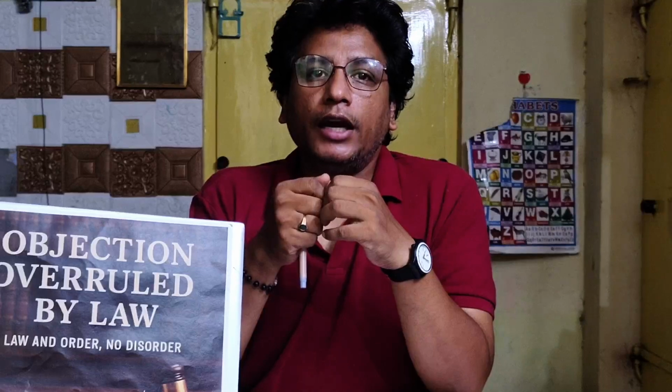Fourth one is certiorari. This supports the High Court to quash the orders given by the lower courts, if those orders have any legal problems or legal errors. Fifth one is quo warranto. This is used for questioning the legality of a person who is holding a public office.